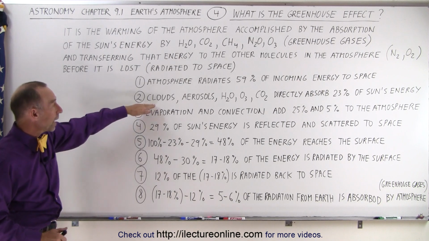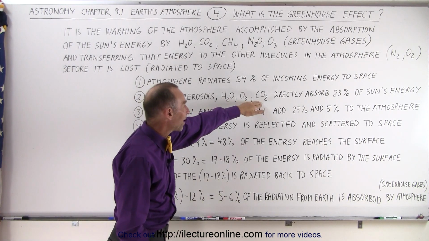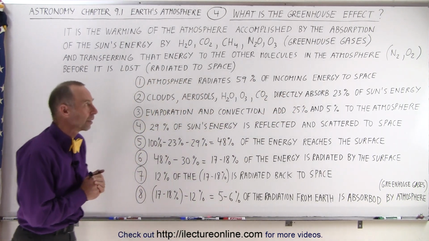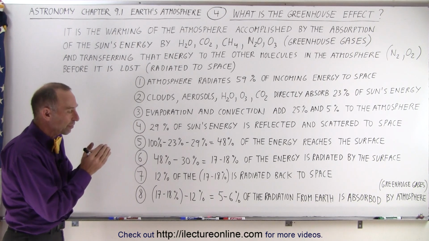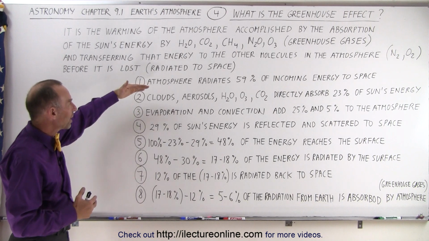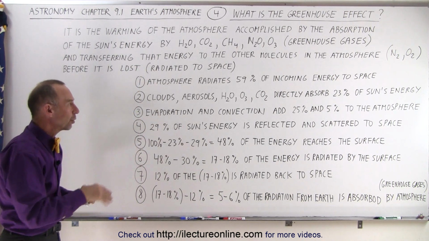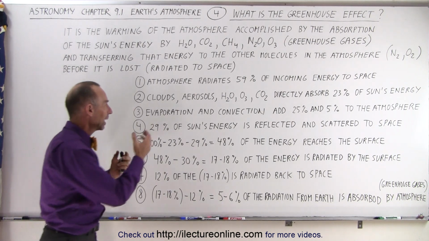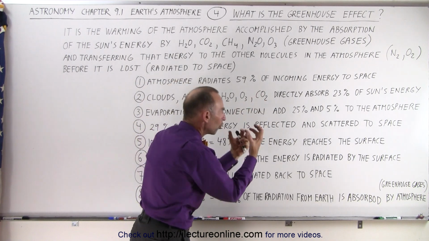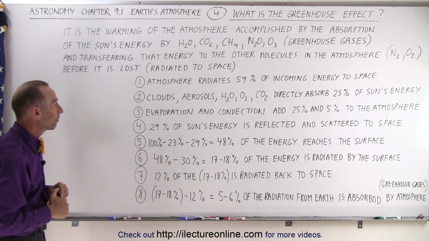We also know that clouds, aerosols, water vapor, ozone, and carbon dioxide directly absorb 23% of the sun's energy. So 59% of it is absorbed by the atmosphere, and 23 of that 59% is directly absorbed on the way in from the sun towards the Earth's surface. So aerosols, clouds, water vapor, ozone, and carbon dioxide already absorb 23% of that, of the total of 59%.